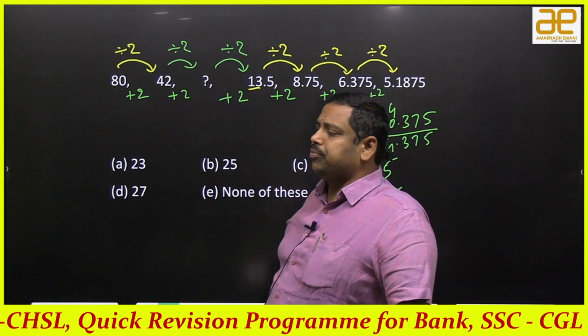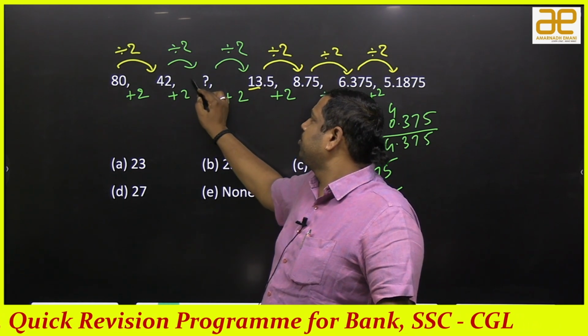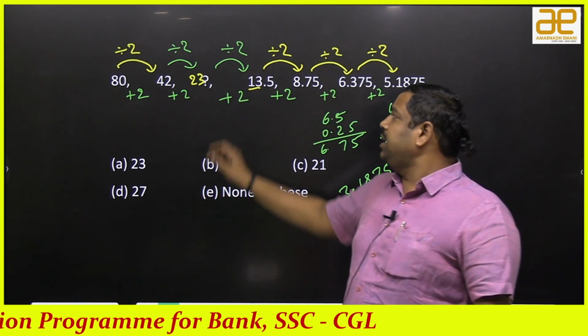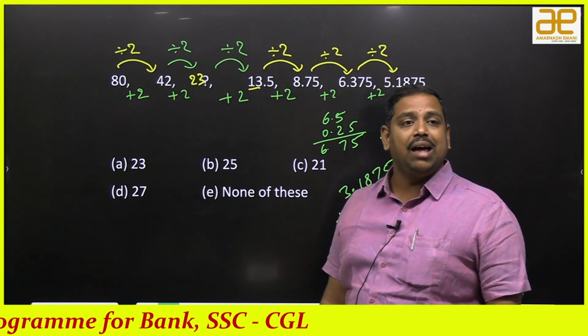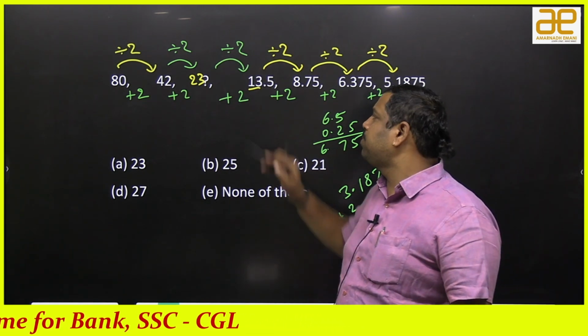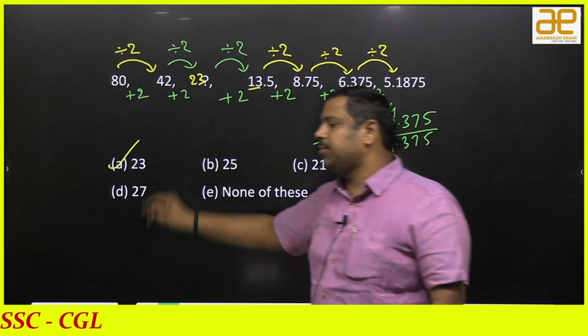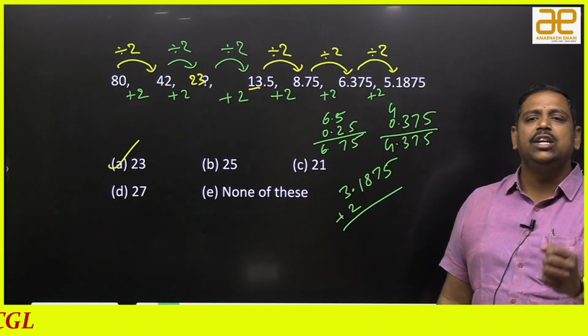42 by 2, 21 plus 2. So the answer I am assuming is to be 23. 23 by 2, 11.5. 11.5 plus 2. Yes, it is matched. So my answer 23 is damn sure it is correct. So this is the way that we have to induce the logic.